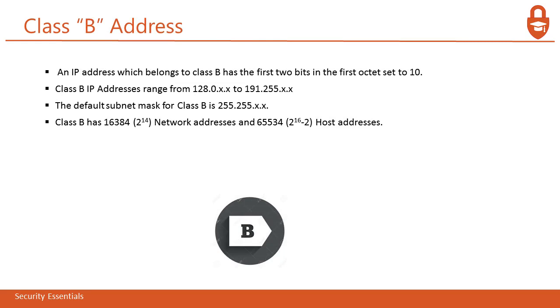In Class B addresses, the IP address has the first 2 bits in the first octet set to 10. That means Class B IP addresses range from 128.0.x.x to 191.255.x.x. It's the first octet set to 10. The default subnet mask for Class B is 255.255.x.x. You can calculate that Class B has 2 to the 14th power network addresses, and 65,534, or 2 to the 16th power minus 2, host addresses.